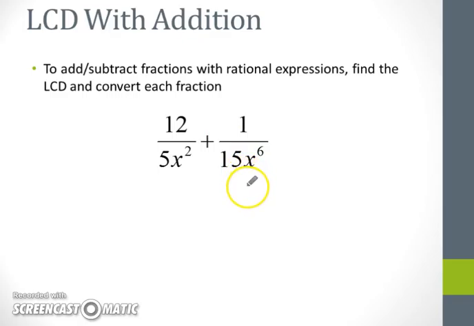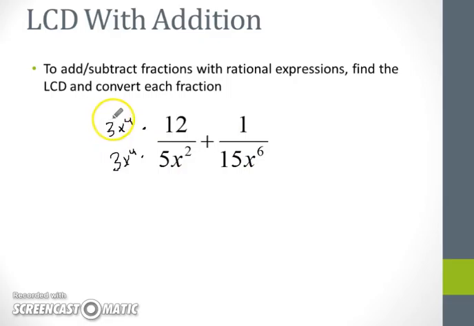And so we actually want to multiply by the term that's going to rewrite this first fraction so that it matches 15x to the 6th. So 5 to 15, if I were to multiply both the top and the bottom of this fraction by a 3 times 5 to get 15, and then x squared to x to the 6th, I would need to multiply by x to the 4th. So remembering for exponents, if the base is the same, you add the exponents when you multiply. So x to the 4th times x squared, 4 plus 2 is how you get 6.